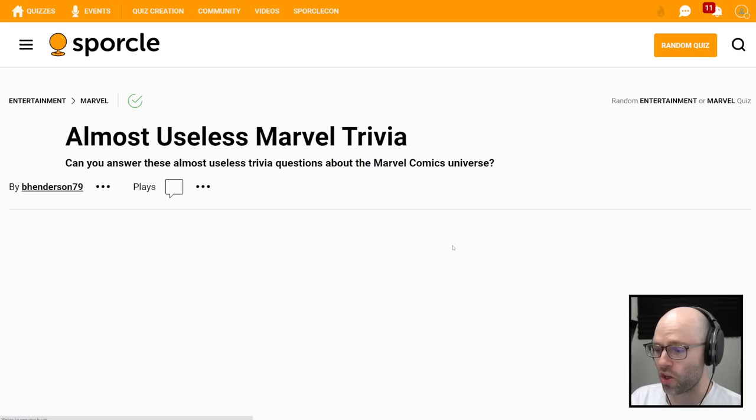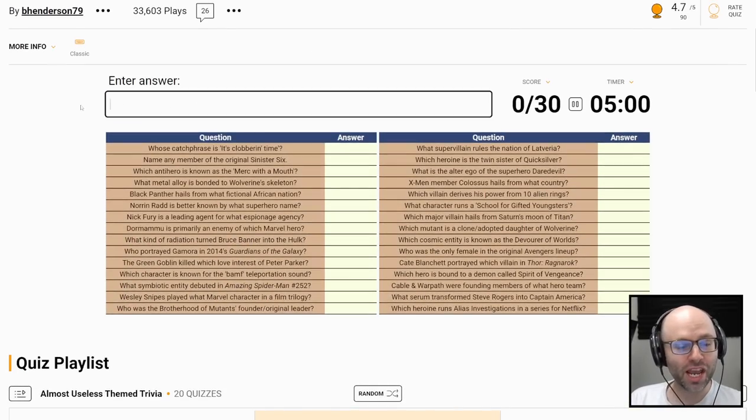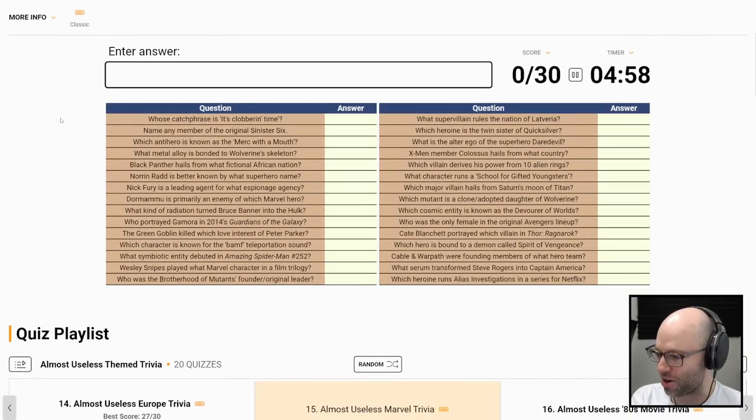Almost useless Marvel trivia. Whose catchphrase is it's clobbering time? Name any member of the original Sinister Six. The Green Goblin. Mysterio. Which anti-hero is known as the Merc with the Mouth? That's Deadpool. What metal alloy? It's adamantium. Black Panther hails from Wakanda. Norrin Radd is better known by what superhero name?